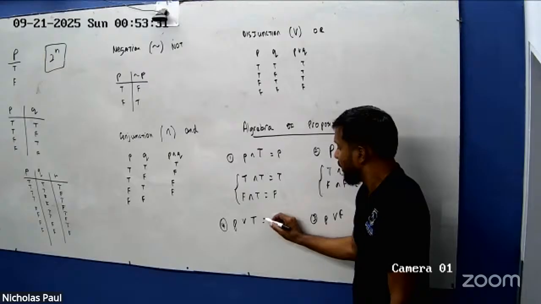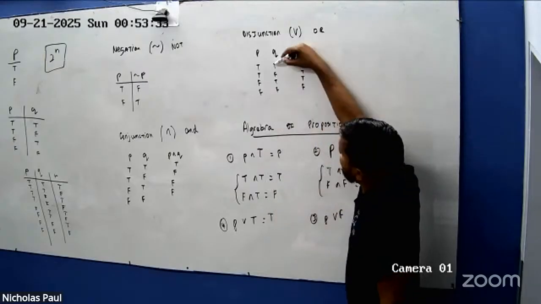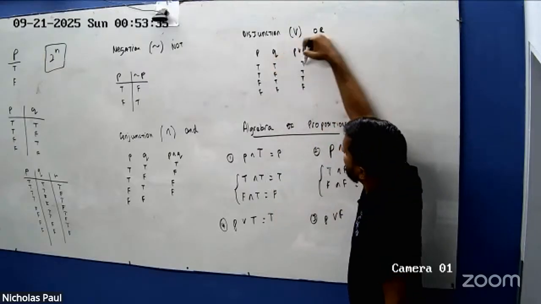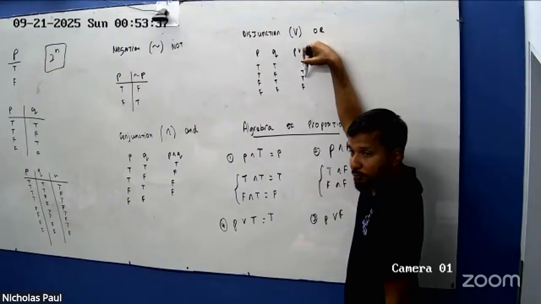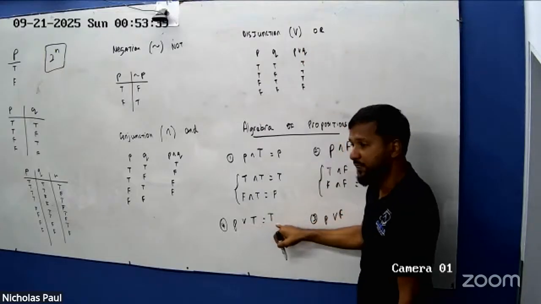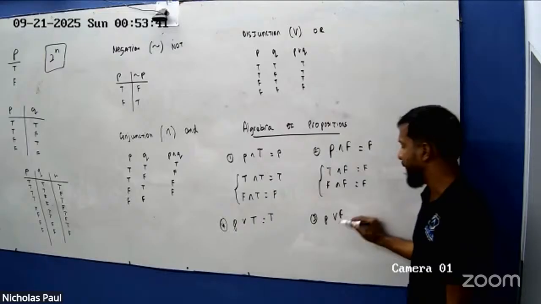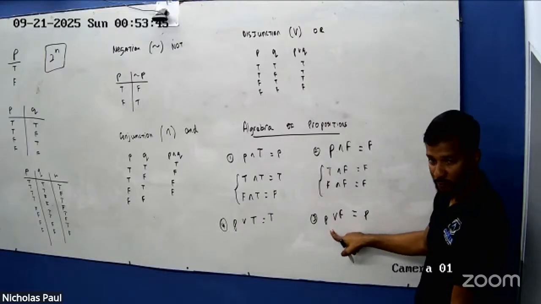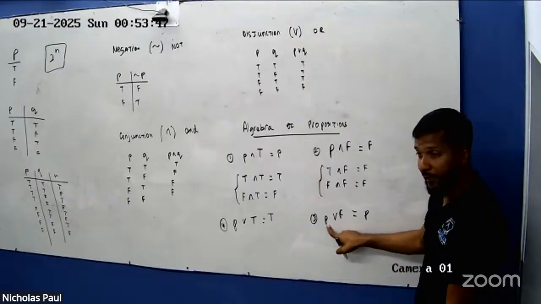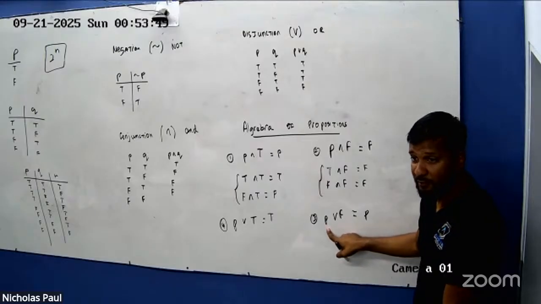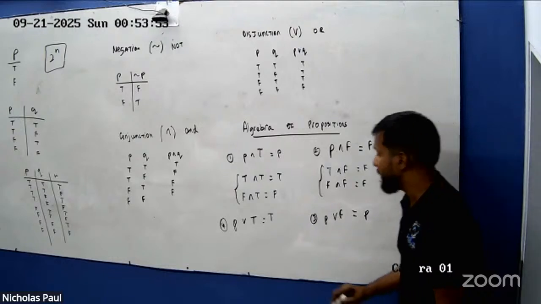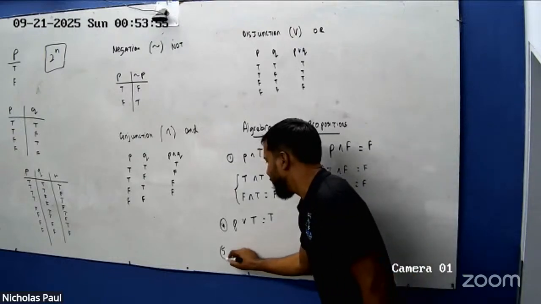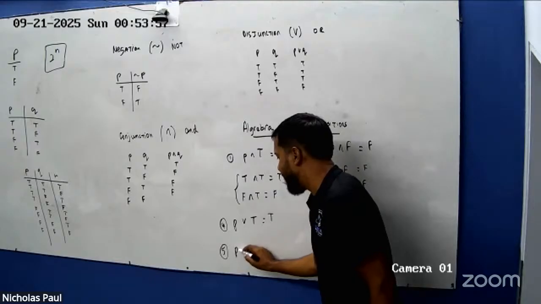Ready? So what we have here, what do you think is P or true? True, because once you have a true, you get true. That's okay? P or true is true. What about here? P or false is what? P is dependent on the value here. Everybody okay with that? Yeah?